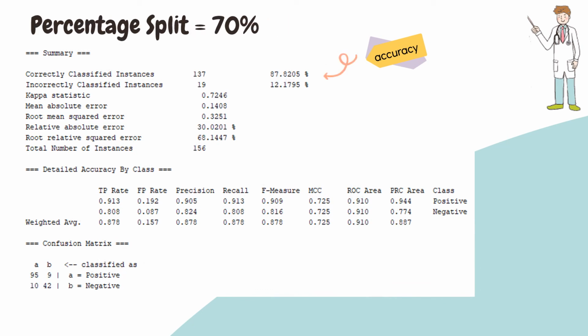After that, run the data using percentage split test. Percentage split 70 to 30, where 70 is the percentage of training dataset. On the test option part, click percentage split and set the percentage to 70%. Click start and the result is as shown on the slide. The accuracy is 87.8205%.